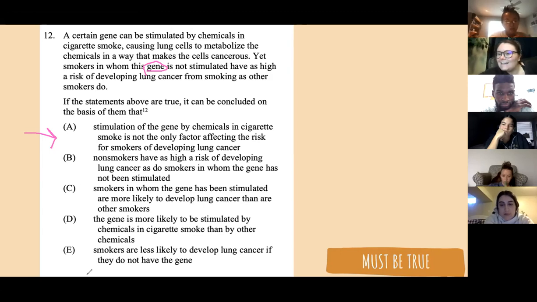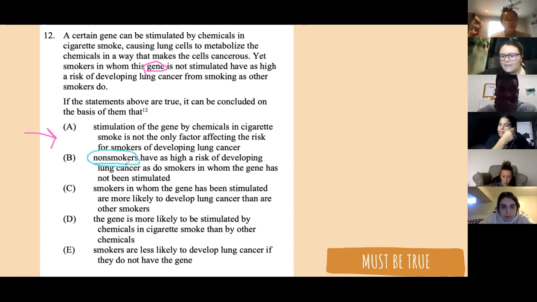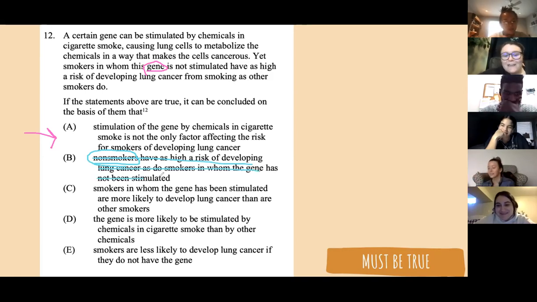So anyways, Tia? I said that B was wrong because it's bringing in outside information that's kind of irrelevant, because the argument and both the premises talk about smokers. Whether this gene has been activated or not, it's still talking about smokers. Do we know anything about non-smokers? No. And also you can still get cancer from secondhand smoke, but whatever. Right, but it doesn't matter. We don't get to bring in outside information.